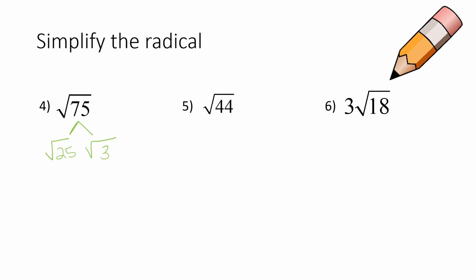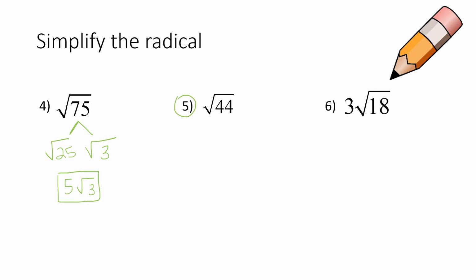The reason I chose 25 again is because it's a magical number that makes my radical go poof, and I'm left with just a 5. And then you think about 3, whether 3 can be broken down any further, and it can't, so we leave it as the square root of 3. And that would be my final answer.